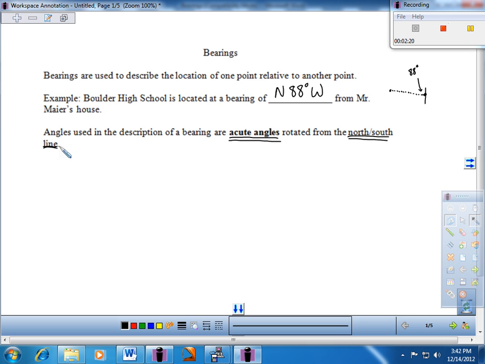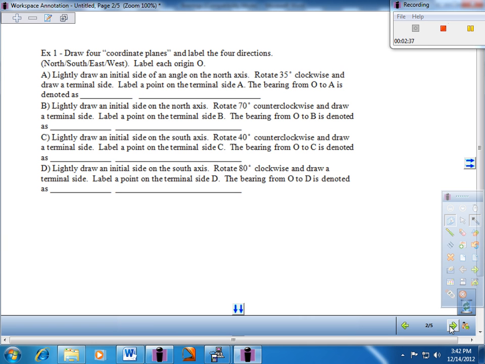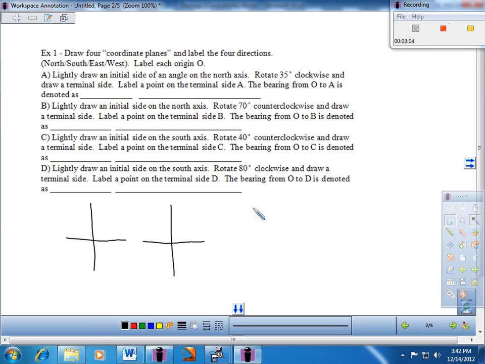Okay, good. Well, let's move forward with this. I have an example one there that will get us thinking in the right direction. Really 4 different ideas here. So let's go ahead and read and see what it says. Draw 4 coordinate planes and label the 4 directions, north, south, east, and west, and then label each origin just O. Okay, so I think I left a little room on your notes worksheet here to pull this off. And so if you get an opportunity, everybody, give me 4 side by side like this would do. So north, south, east, and west.